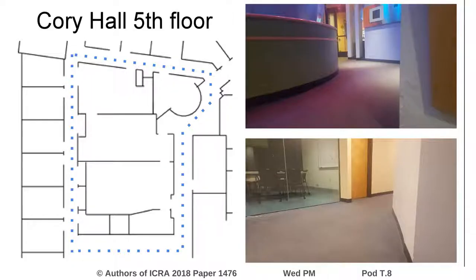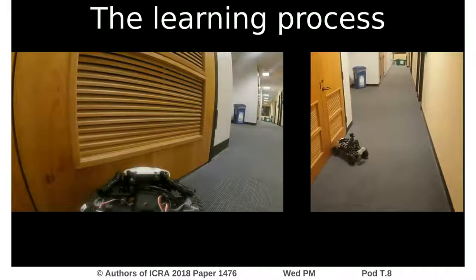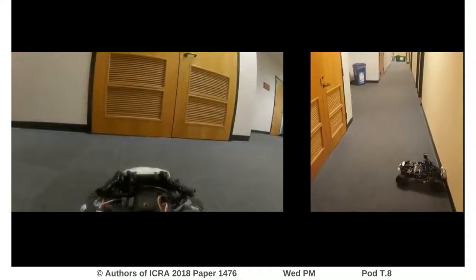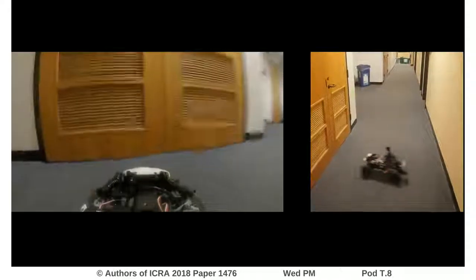The car's environment consisted of a subset of the 5th floor of Corey Hall at UC Berkeley. The dashed blue line shows the places the car could travel. However, the car has no a priori knowledge of the environment. Here you can see the car in the early stages of reinforcement learning. Every time the car crashes, it automatically backs up and tries again.